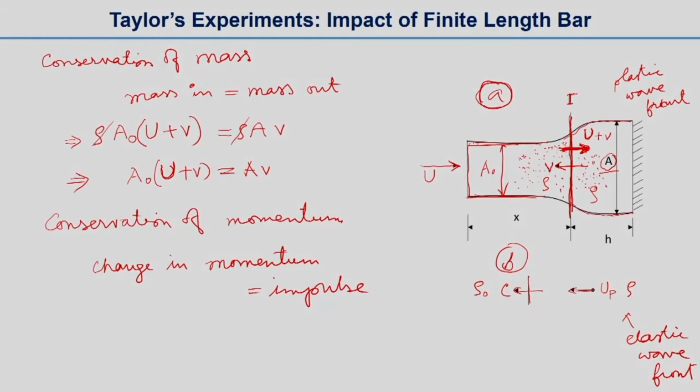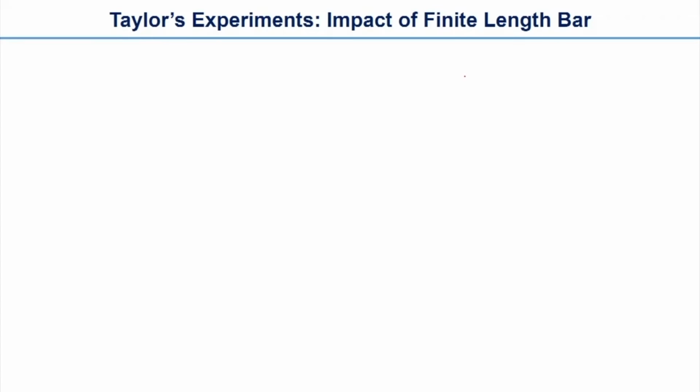I have noticed that these lines were not shown earlier, so you can draw these lines. Now it will be more clear to you. Somehow due to some technical problem, these lines and these arrows were not shown. So we are discussing the conservation of momentum. We have the bar with the plastic deformation, that means the bar impacted on a rigid wall, and this part is the plastically deformed part.